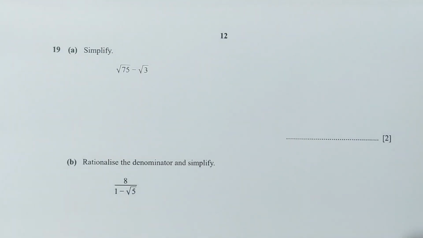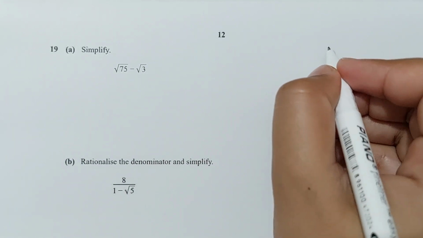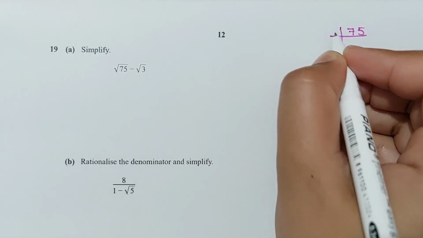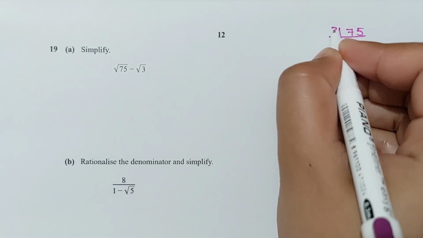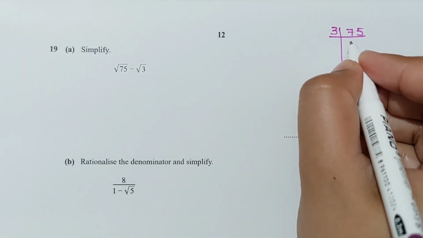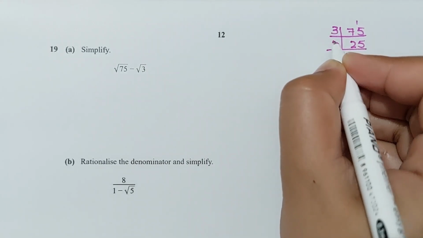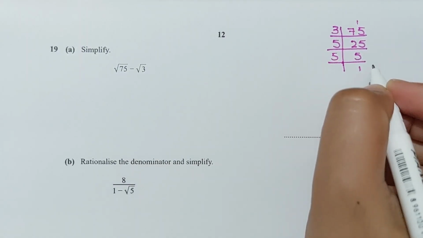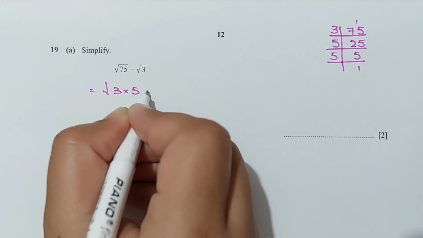Question number 19, part A, we have to simplify this without using a calculator. Okay, 75. Let me find the prime factors of 75. Okay, it is not divisible by 2. It is divisible by 3. And the next prime number is 3. 3 times 2 is 6. 3 times 5 is 15. Now it is divisible by 5 times table. 5 times 5 is 25. And 5 times 1 is 5. So the prime factors of 75 are 3 into 5 into 5.